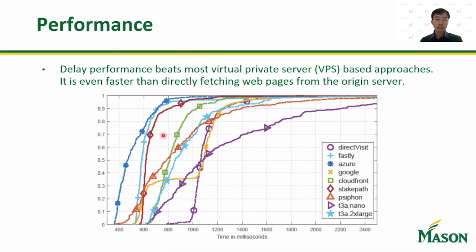As we can see here, all the domain shadowing results, based on 5 different CDNs, have performance much better than either Psiphon or the VPS-based approach, and even better than direct access. This line shows the CDF of all these 200 document fetches. You see here is the shortest time consumed.